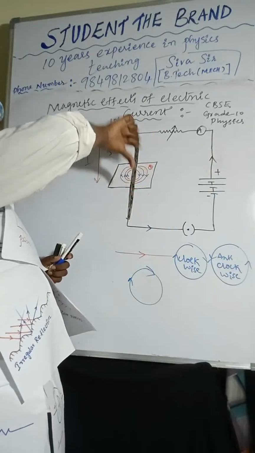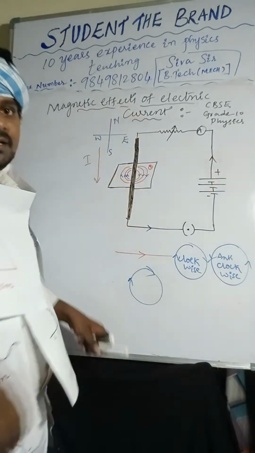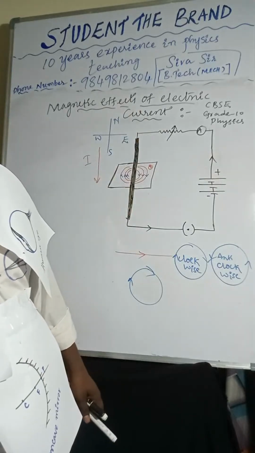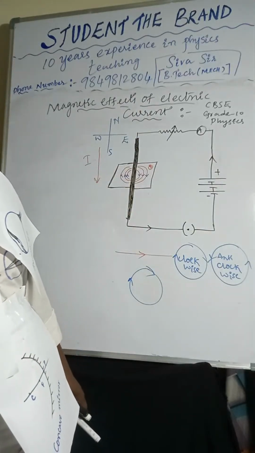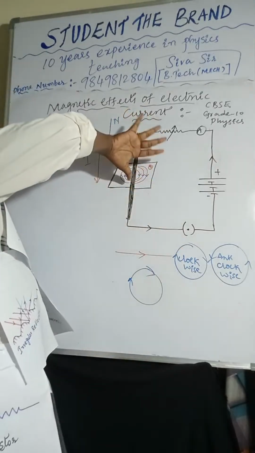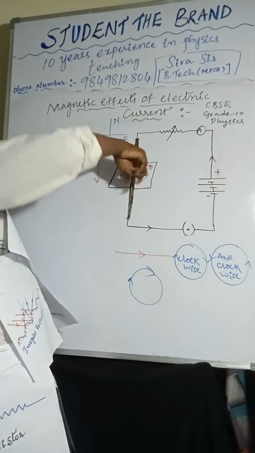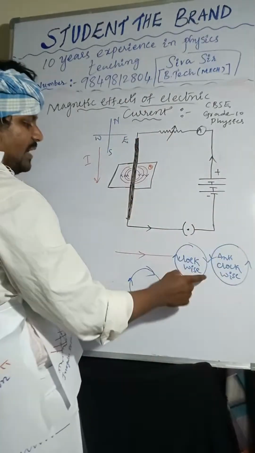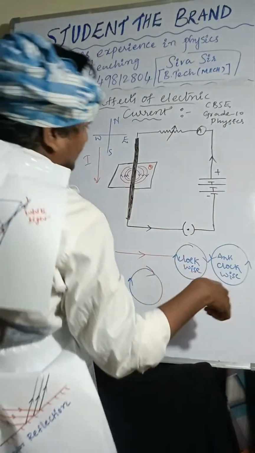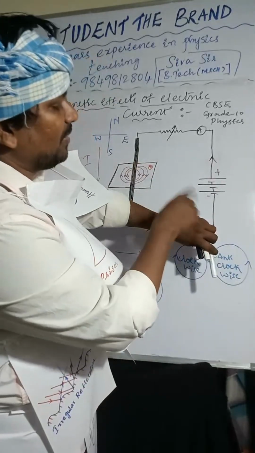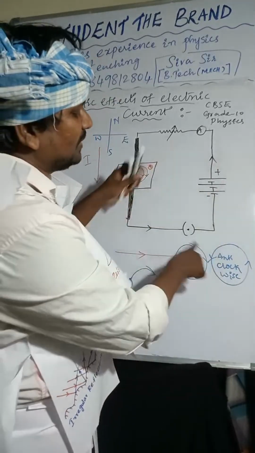If the current is moving in the downward direction, the magnetic field will be in the clockwise direction. So I said this is clockwise. You can see this diagram. Generally, if your watch is there, the watch needle will move like this, right? So this is a clockwise direction.